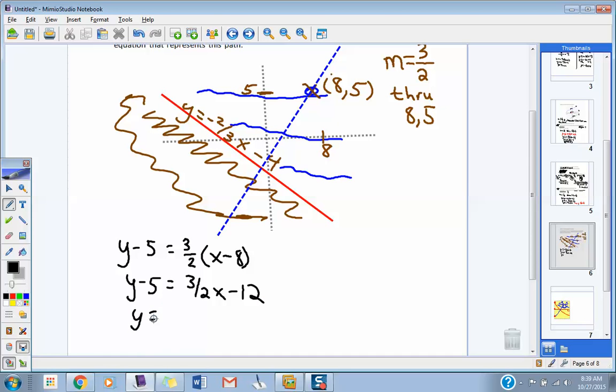Equals 3 halves x minus 7. And that would be the path, or the line on that map, for the helicopter to fly to make that the shortest path back to the shoreline. So if you ever see a problem in any of the assignments that says something about getting back the shortest route, you're looking for an equation that's perpendicular to a given line. All right? A lot of stuff going on here. Good stuff. Questions about anything in your notes?